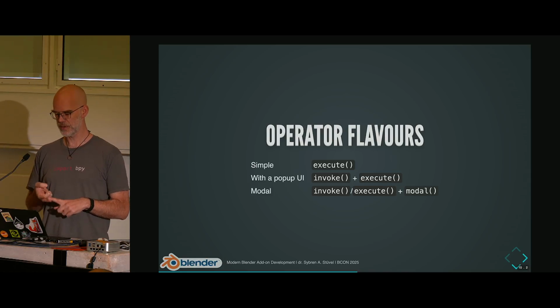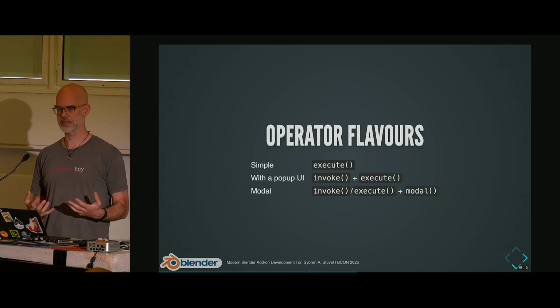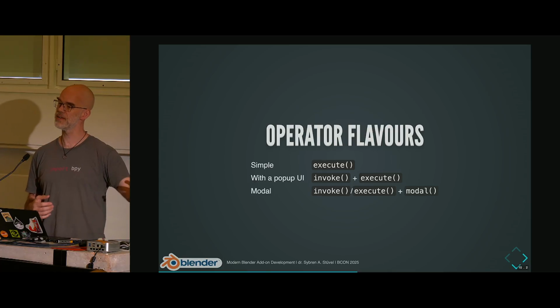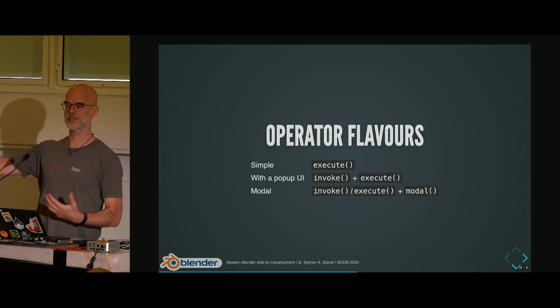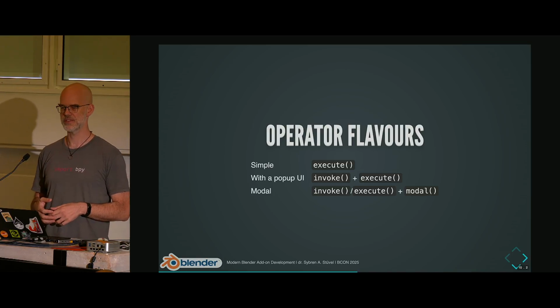Then you want to invoke. The invoke function is called whenever your operator is called from a user interface element. So when it's called from Python, it just does the execute. When it's from the user interface, you get the invoke. So there you can distinguish already between I'm going to show a user interface or I'm just going to do the thing. Usually that user interface is, hey, Blender, draw my properties. That's how the bake action works.